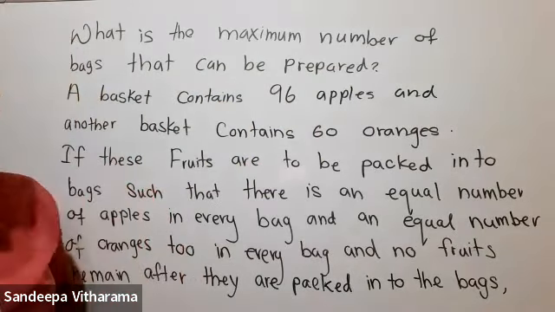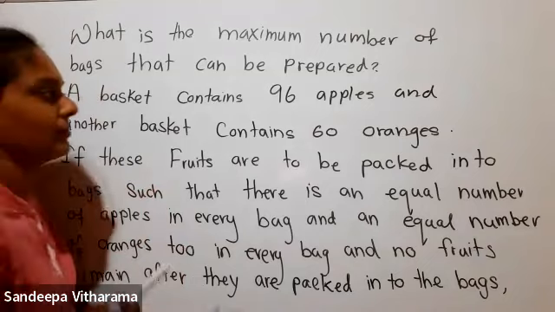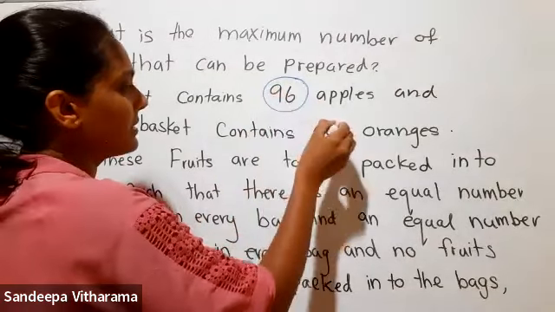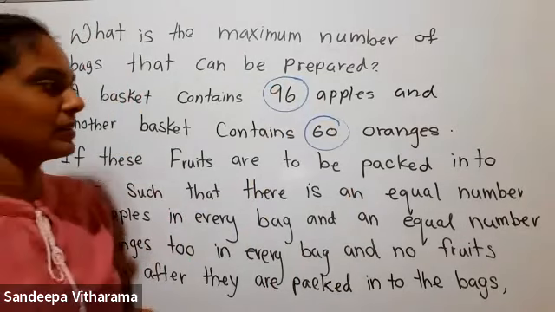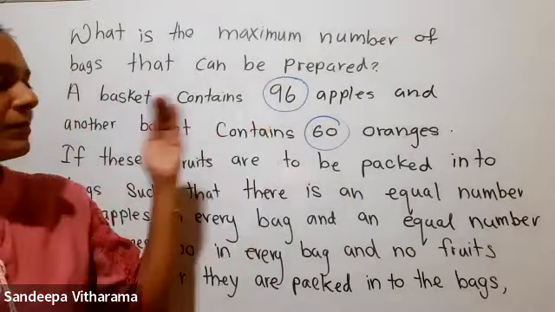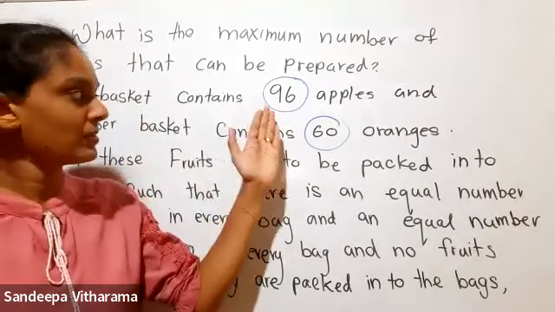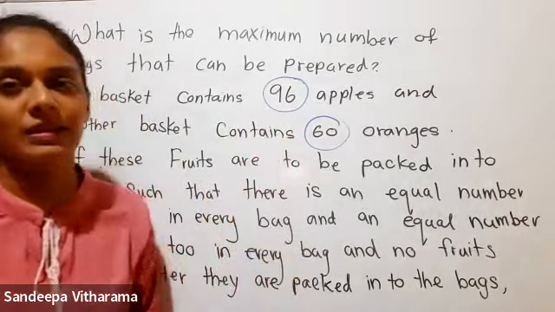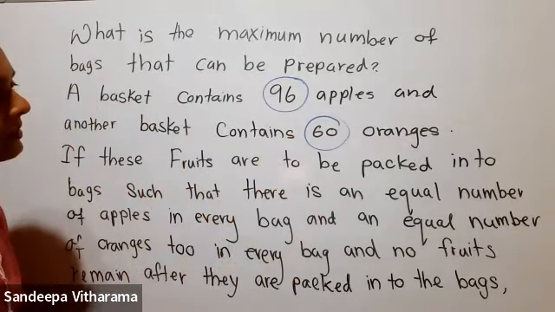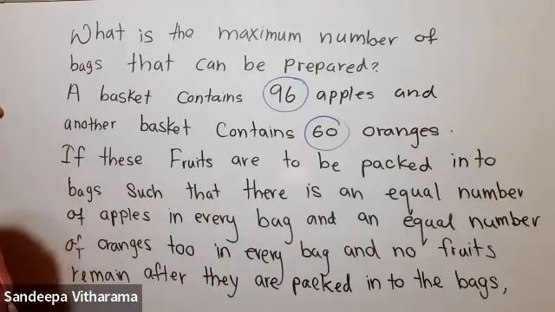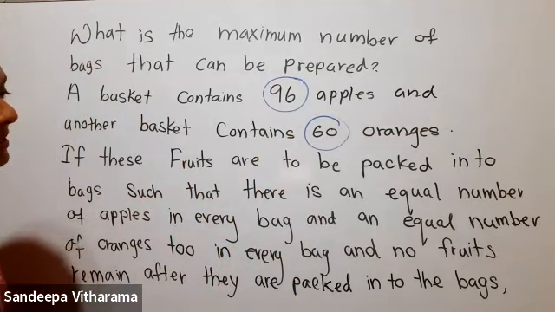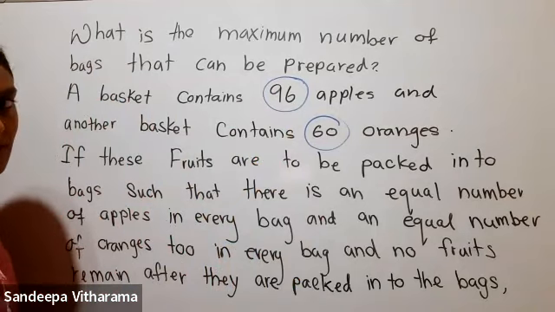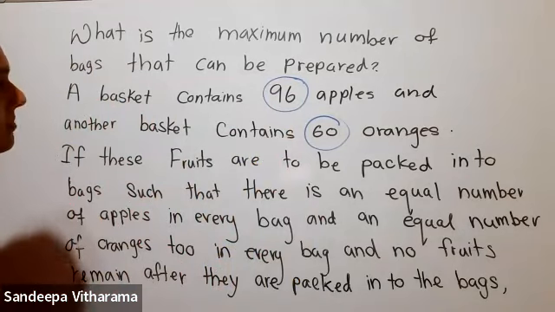That means you have to find the highest common factor that we can divide 96 and 60. Okay, because we should be able to separate equal amounts from the apples and oranges. Then how do we do it? You can follow the listing factors method or the dividing by prime factors method. The prime factors method is easy, no?